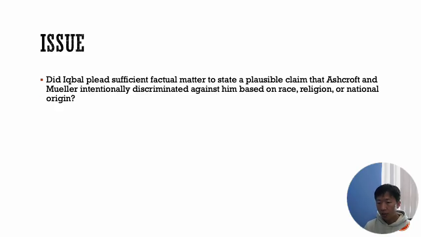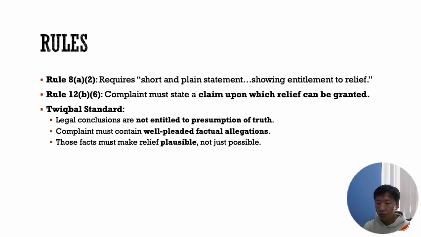The issue for this case is, did Iqbal plead sufficient factual matter to state a plausible claim that Ashcroft and Mueller intentionally discriminated against him based on race, religion, or national origin? Some rules the Supreme Court applied are Rule 8(a)(2), which requires a short and plain statement showing entitlement to relief, and Rule 12(b)(6), where the complaint must state a claim upon which relief can be granted.